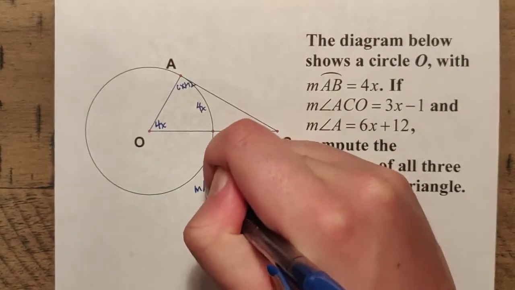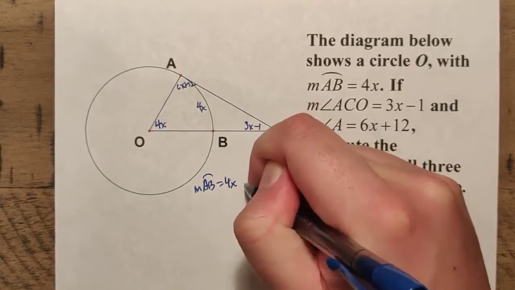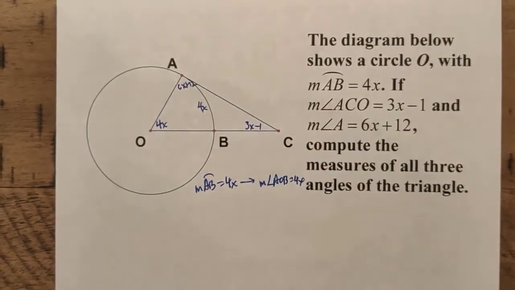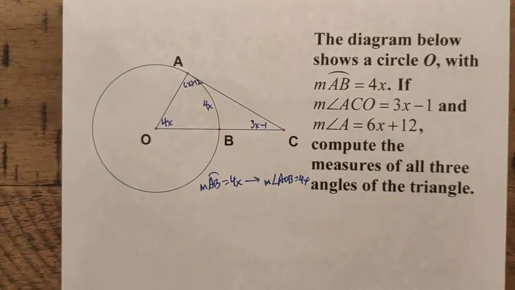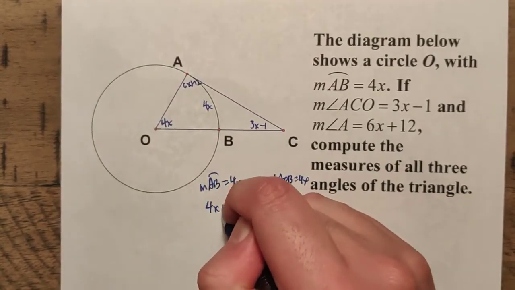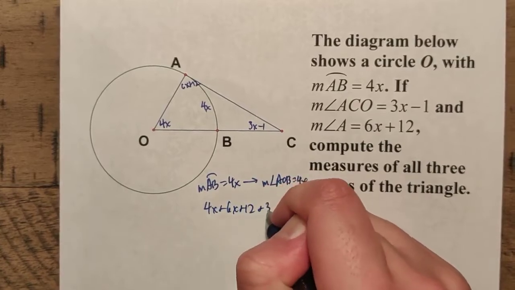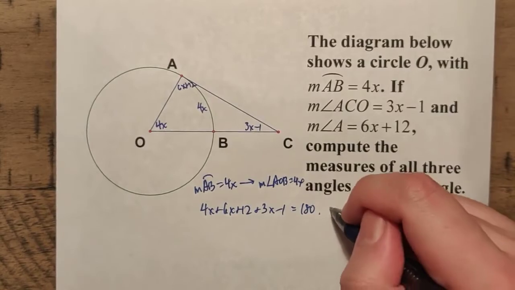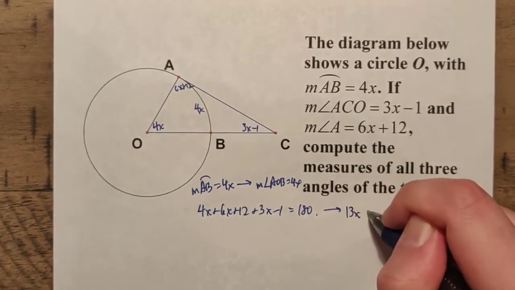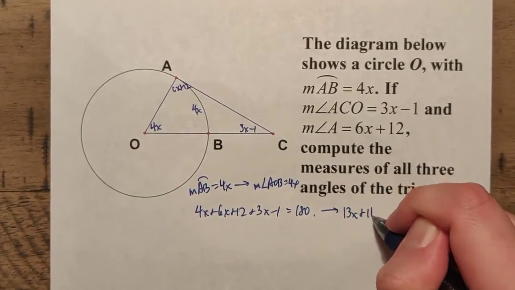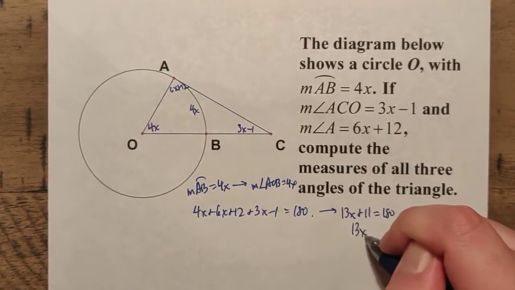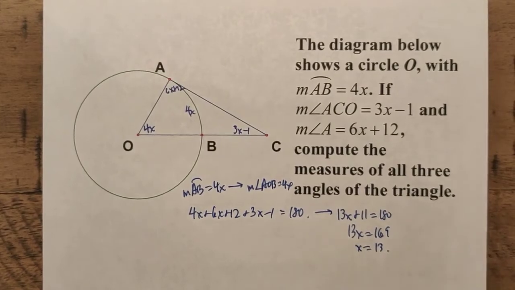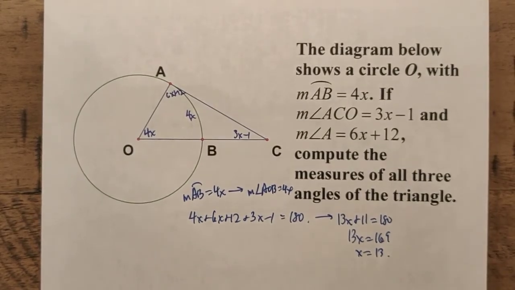So we know that the measure of arc AB being equal to 4x implies the measure of angle AOB is also 4x, and that's going to be the key to solving this problem, because now we can put it all together. We now know that 4x plus 6x plus 12 plus 3x minus 1 is equal to 180, so we can go ahead and do that. This looks like 13x plus 11 equals 180, so you get 13x, I think, is 169, and therefore x is 13, because 169 is 13 squared.